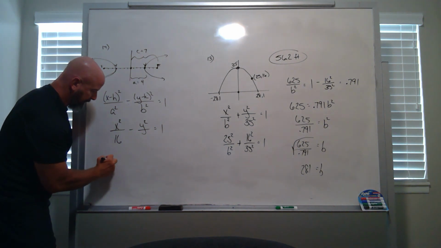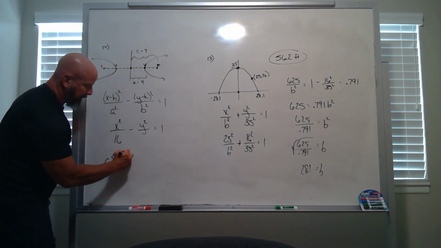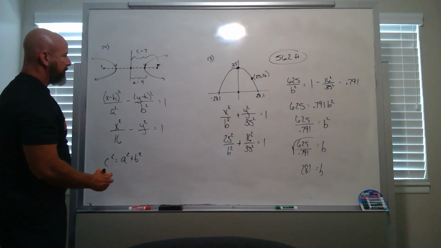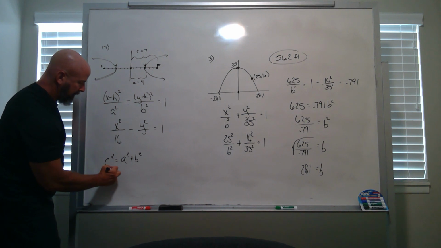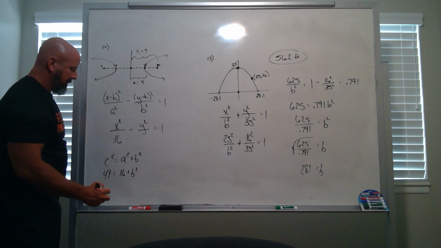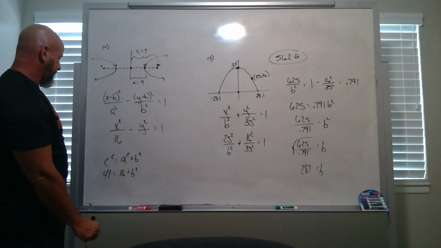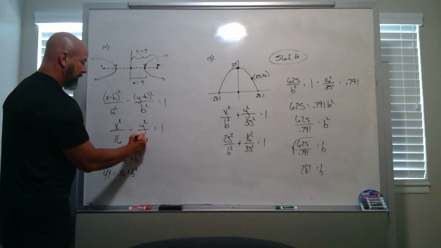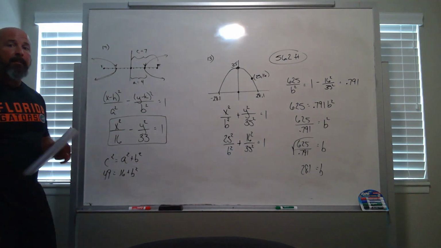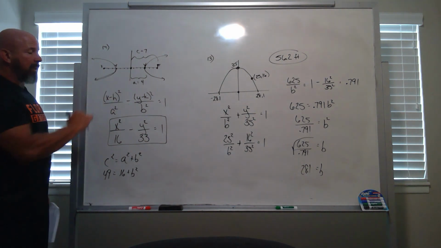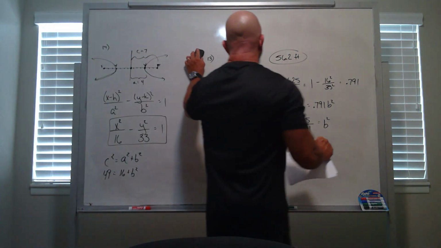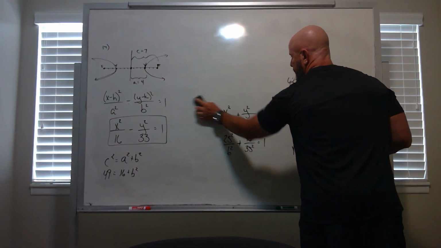So what I know is on a hyperbola, c squared is a squared plus b squared. So c squared is 49. a squared is 16 plus b squared. And so 49 minus 16 would be 33. There's my b squared value, that 33. So on the hyperbola, the orientation is telling me what variable comes first. a was always first, not necessarily the biggest one like it was in the ellipse.